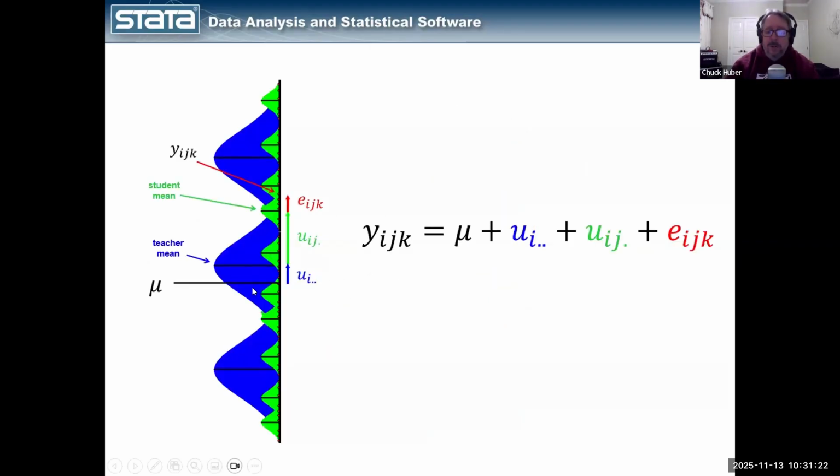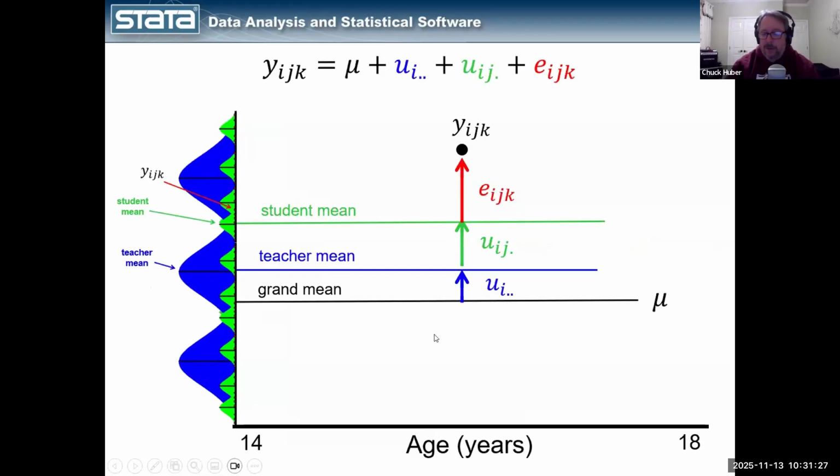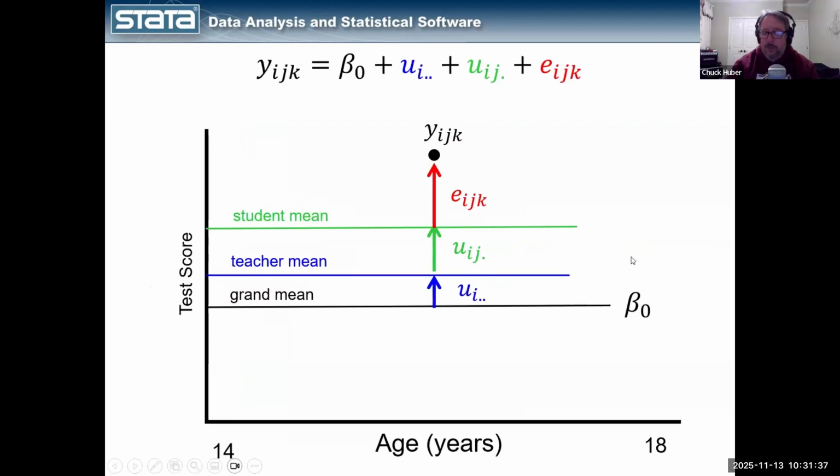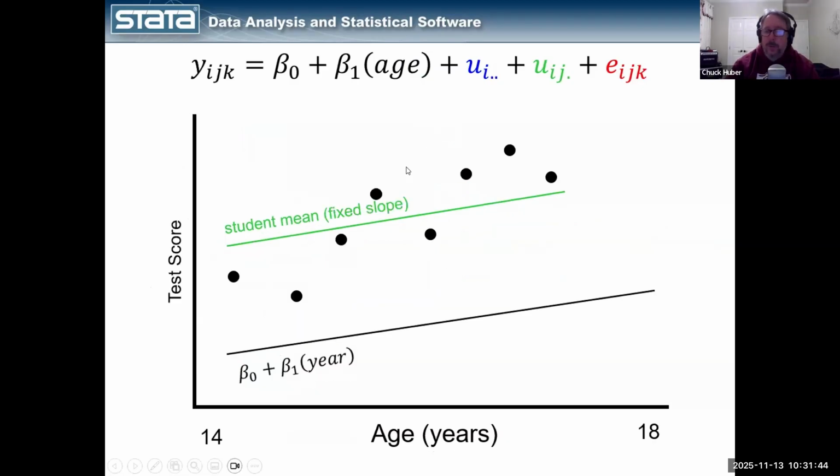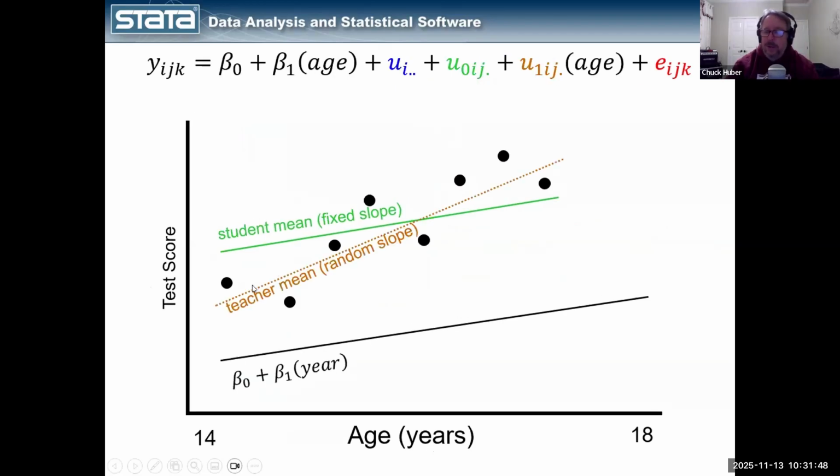But now if we flip it on its side like we did before, we're going to extend the means out into the age axis here, just like we did before. But now we have three of these. We have a grand mean, a teacher mean, and a student mean. We're going to change the mu to a beta 0, just like we did before. Then we're going to add an age term in here in order to allow for slope of these. We're also going to imagine that cloud of points again and say, well, we could fit a better line to that cloud of points. So let's fit a custom regression line for each of the students in the data set.